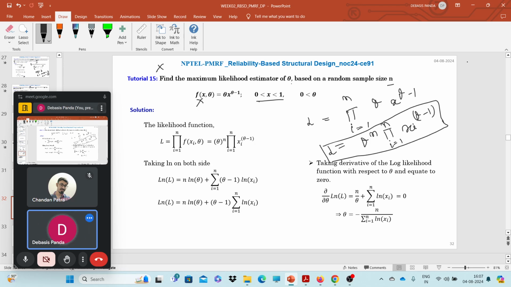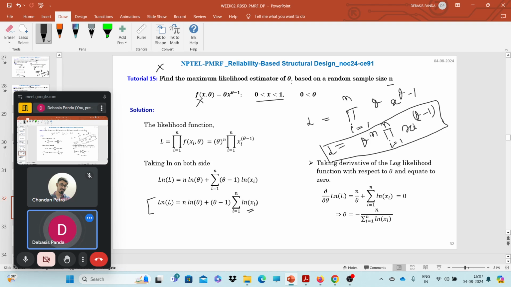Now what do you need to do? You need to find out the log likelihood function. So what will be the log likelihood function? Take log on both sides and simplify it. That log likelihood function comes as n ln of theta plus theta minus 1, which comes out from the summation operator, and we are left with summation of ln of xi.